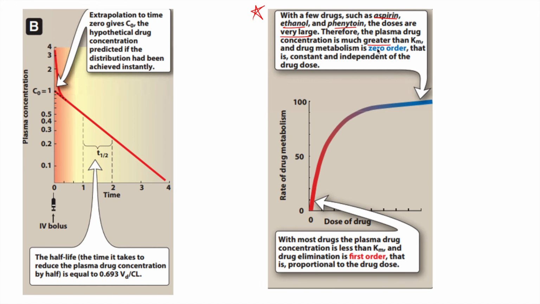And the drug metabolism is zero order. That is constant and independent of drug dose. It'll just keep going away from the body as much as you put it in. However, with most drugs, the plasma concentration is less than Km, and the drug elimination is first order. That is proportional to the drug dose.